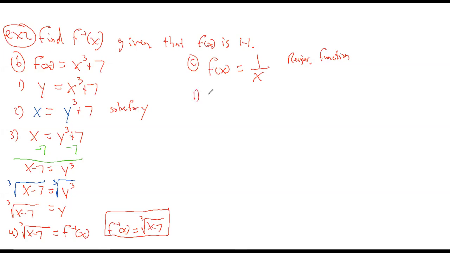So first step, write f of x as y. That's y equals 1 over x. Second step, we're going to swap the x's and the y's. So wherever you saw y, you now write x. Wherever you saw an x, we're now going to write a y. So again, the blue is showing you what has changed. All y's turn into x's, all x's turn into y's.